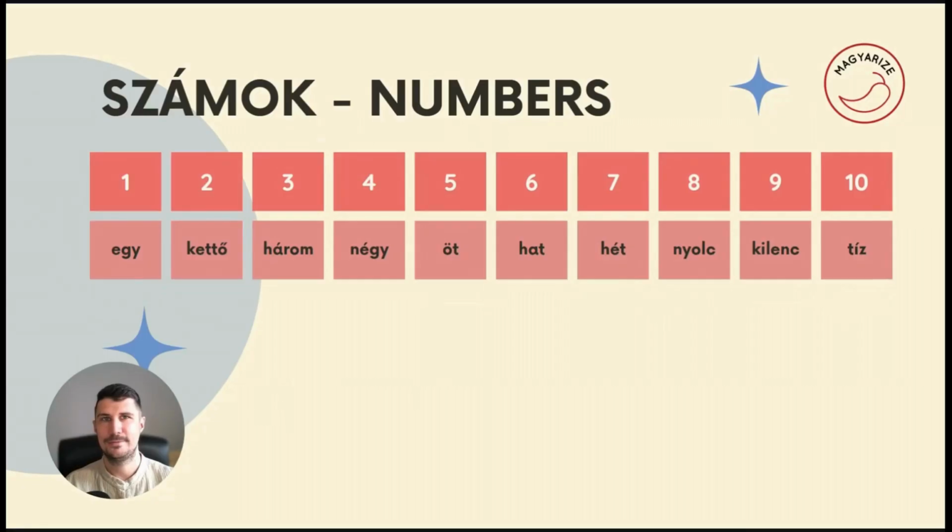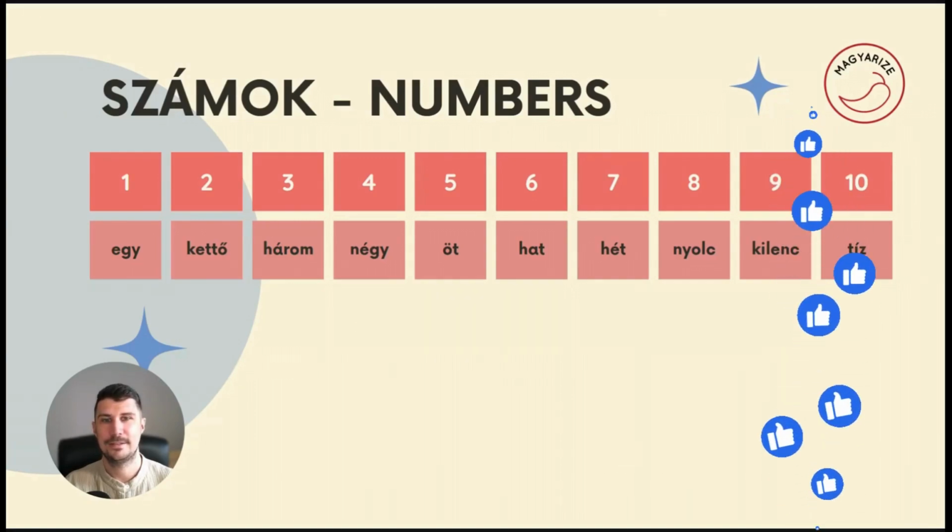Egy. Kettő. Három. Négy. Öt. Hat. Hét. Nyolc. Kilenc. És tíz.